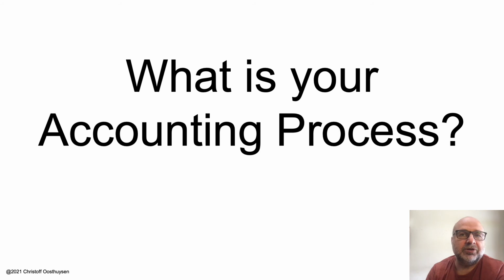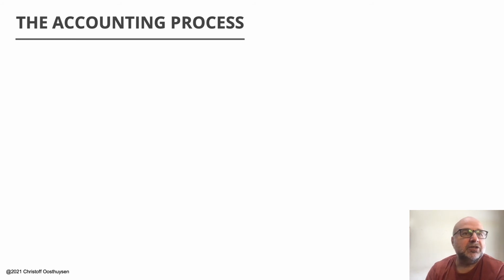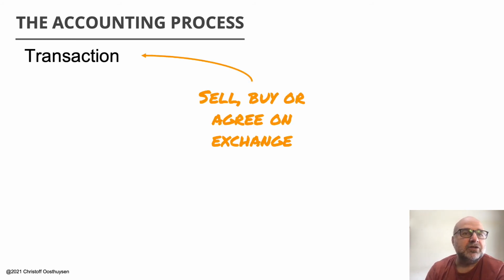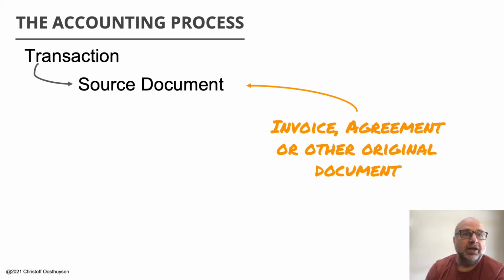Now, what is this accounting process? And we can quickly run through that. It starts off by us saying there's a transaction. We sell something, we buy something, we agree to exchange some value with someone. And then we've got a source document, something that is proof of that transaction. So in a lot of instances, it's invoices.